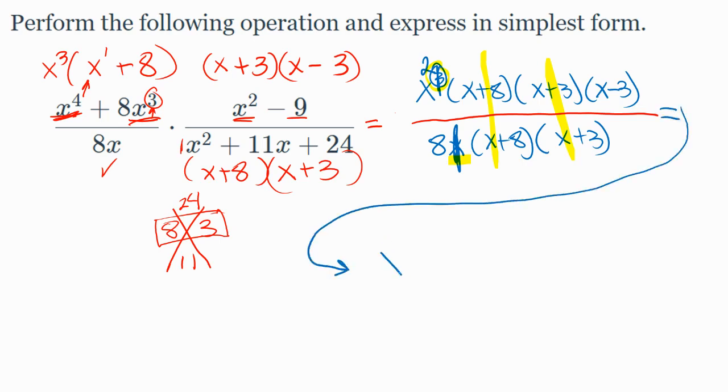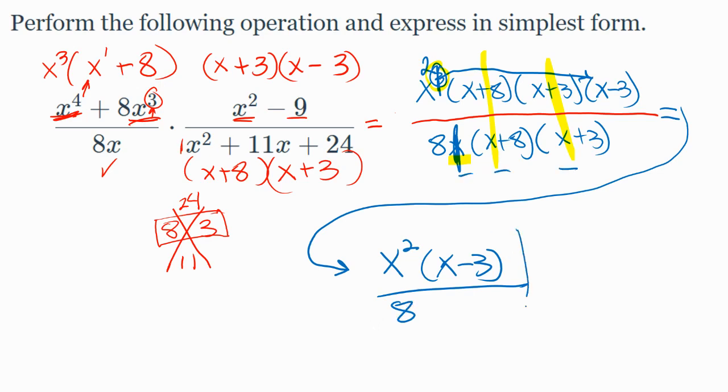And so we're going to have x squared times this x plus 3, minus 3, divided by 8. And that's it, because the bottom is this, a 1, a 1, and a 1. So this is the simplified rational expression.